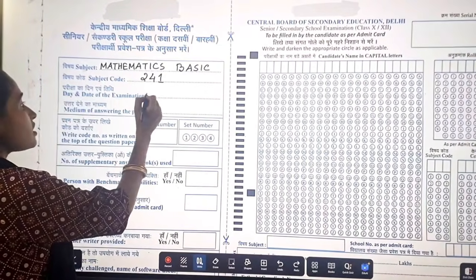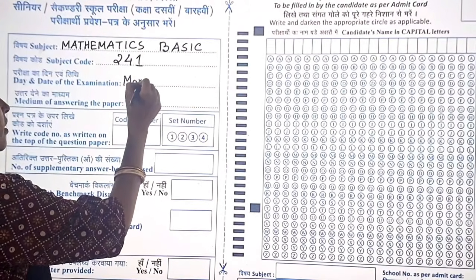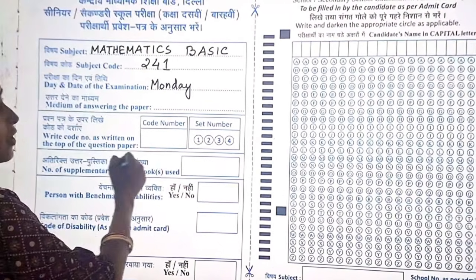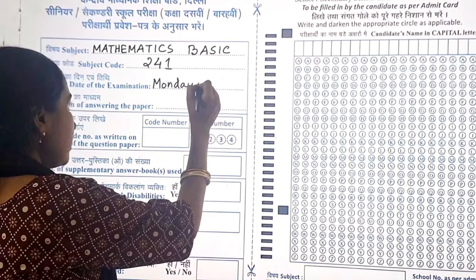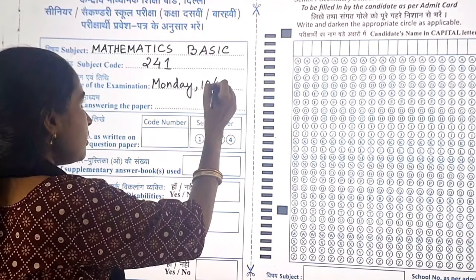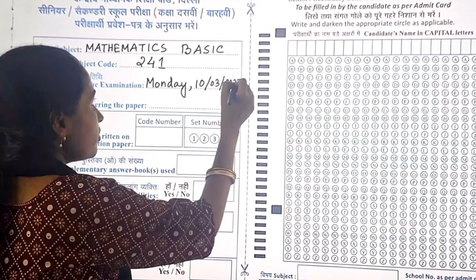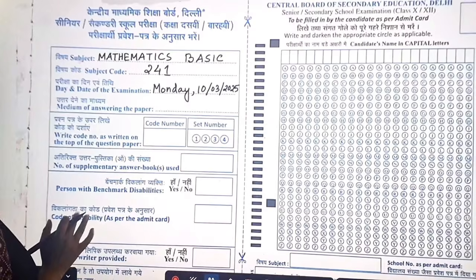Then what will we write? First you need to write the day, suppose Monday. And then you have to write the date. So give a comma, then the date was 10th March, 10/3/2025. As it is, you have to write from the admit card.